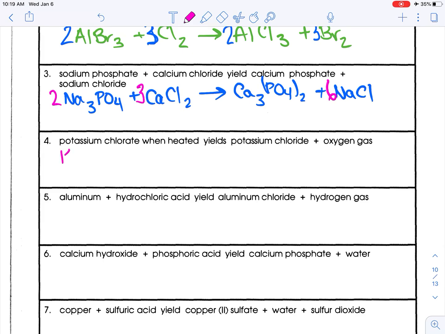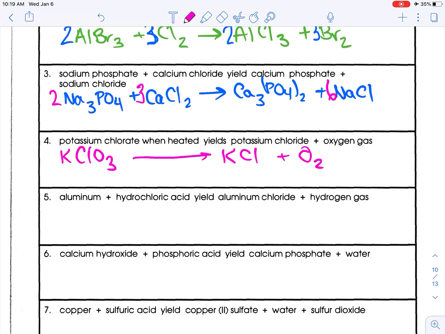Potassium chlorate, K plus 1. And then chlorate is ClO3 minus 1. So you know what? I don't need that. ClO3 is good. When heated, you could say plus heat, yields potassium chloride, plus 1, minus 1, and oxygen, which is O2 because it's diatomic.